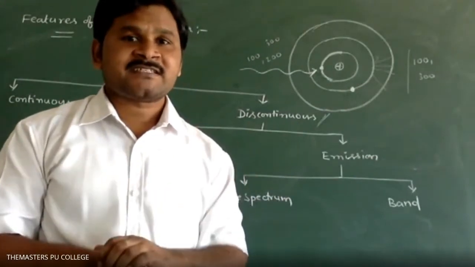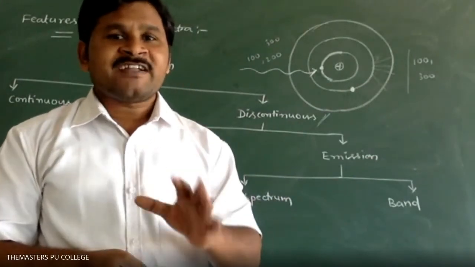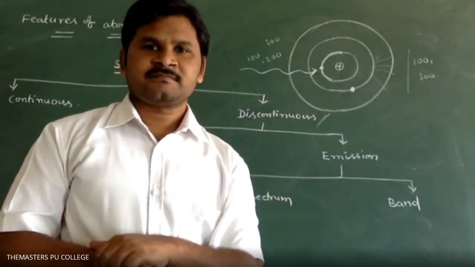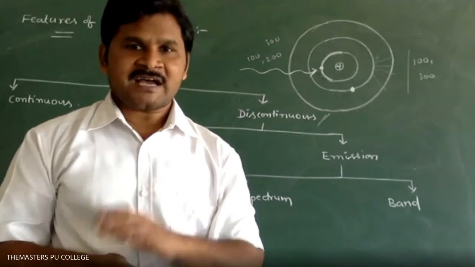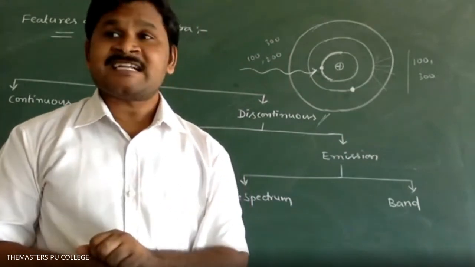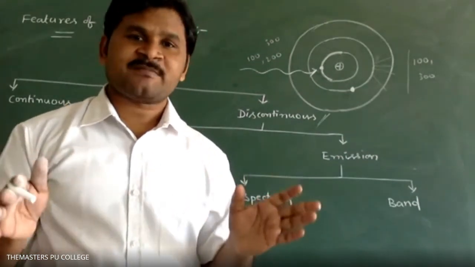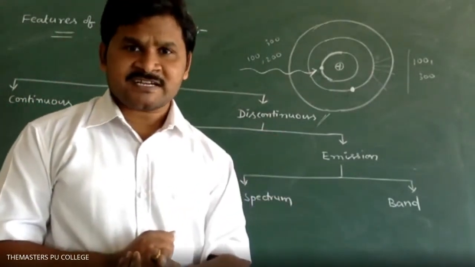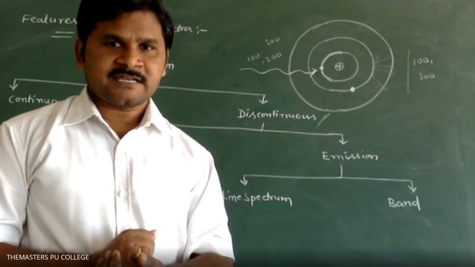Emission spectrum means the background is dark and the lines are bright. Such a type of spectrum we can observe in the emission spectrum. Clear, students? Any doubt?